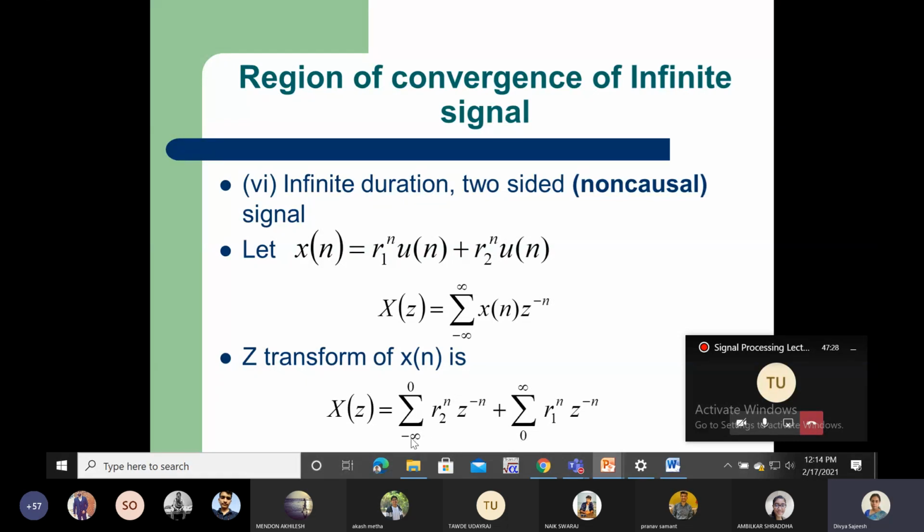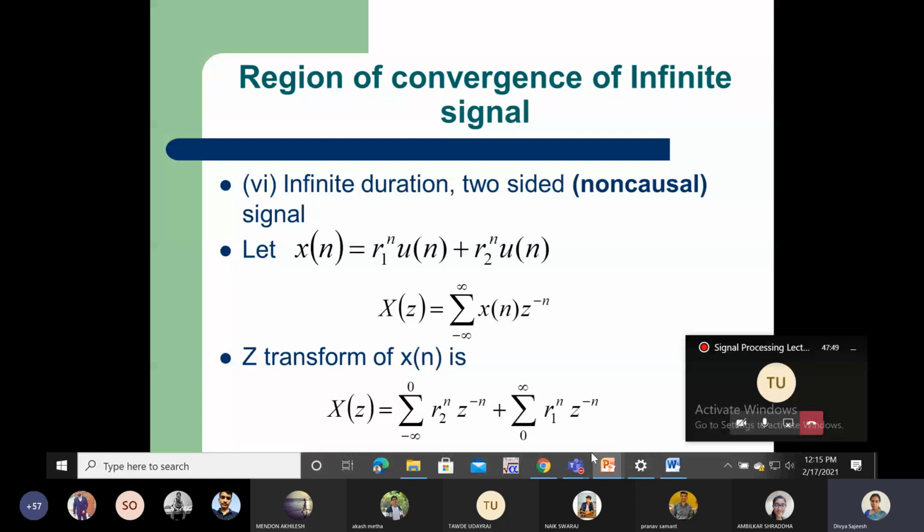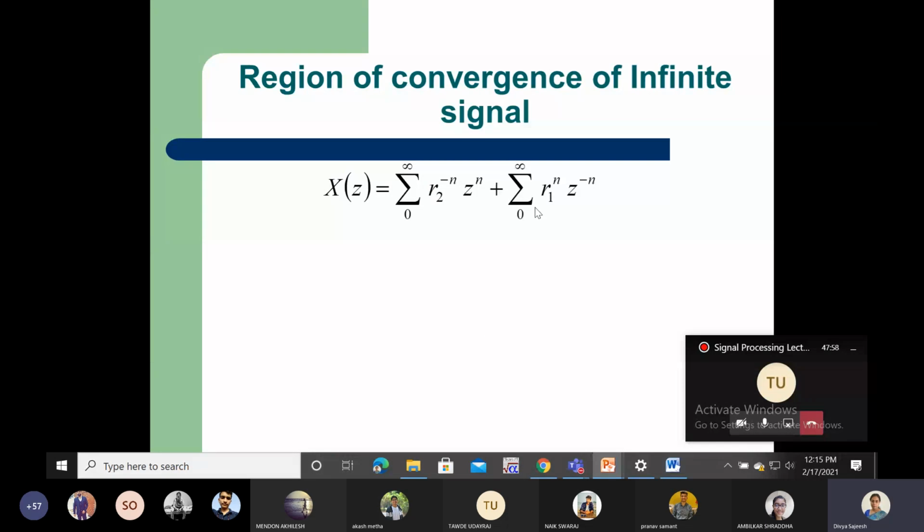Now, if I apply the limit from minus infinity to infinity, then I can segregate it into two sections: minus infinity to 0, R2 raised to n, Z raised to minus n, because I have taken R2 as the left-sided signal, plus 0 to infinity, the right-sided signal, R1 raised to n, Z raised to minus n. If I expand this, you have to change the limits from minus infinity to 0 into 0 to infinity. If I change it, then R2 will become inversed, so R2 raised to minus n, and this will become Z raised to n.